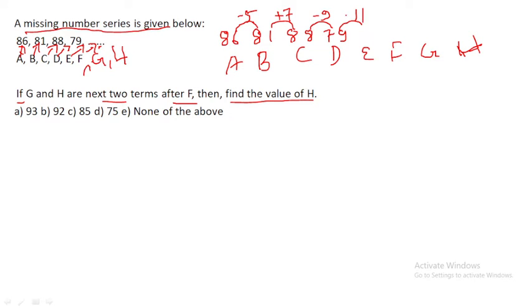So we will add 11, right? 79 plus 11, so what will come? 90. Now the next number is 13, that will be subtracted from 90. So 90 minus 13, 77.